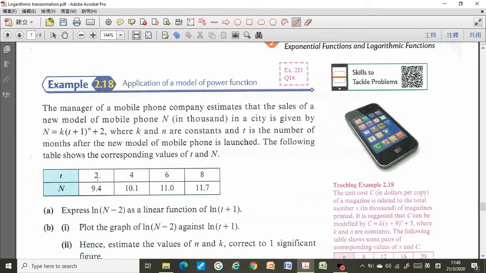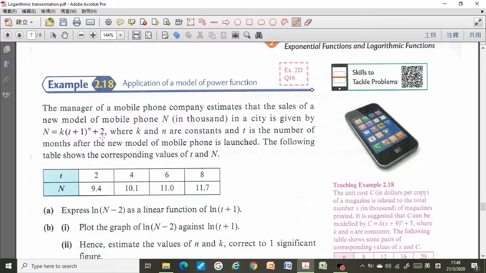If you plot this graph, with points 9.4, 4, 10.1, 6, 11, and next, you get a curve. But this curve is quite difficult to draw. So we must try to take the logarithm. But when you are taking logarithm, you must make sure that the expression is a product or a quotient, a fraction form. But here there is a plus 2, so that means I must make sure that the right hand side is not a plus or minus something.